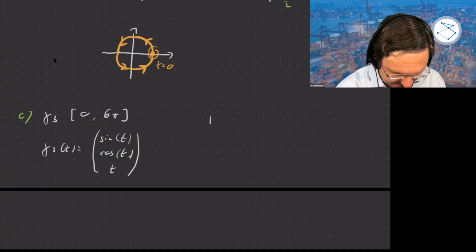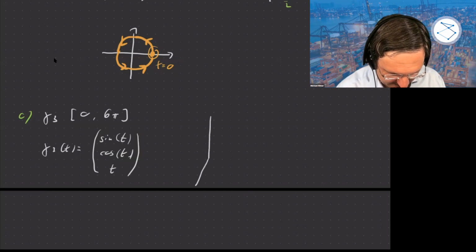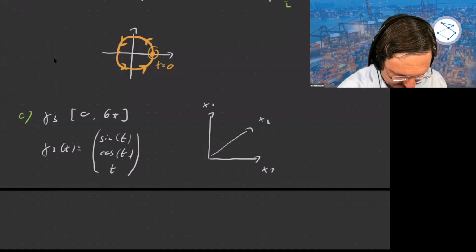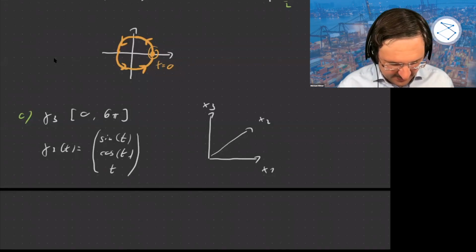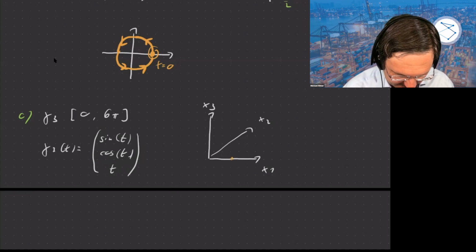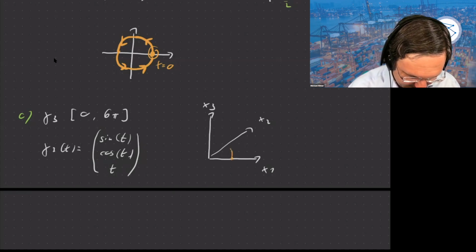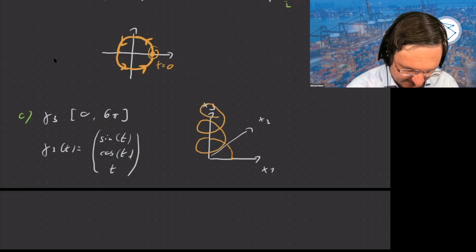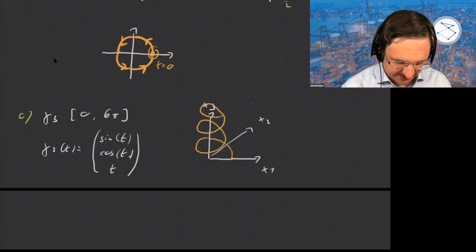So let's see if I can sketch that. Oops, somewhat appropriately. So basically x1, x2, x3. We're starting at 1, 0. So basically that looks a little like this. So we're rotating here around that axis like 3 times, right? So that's something like a helix.